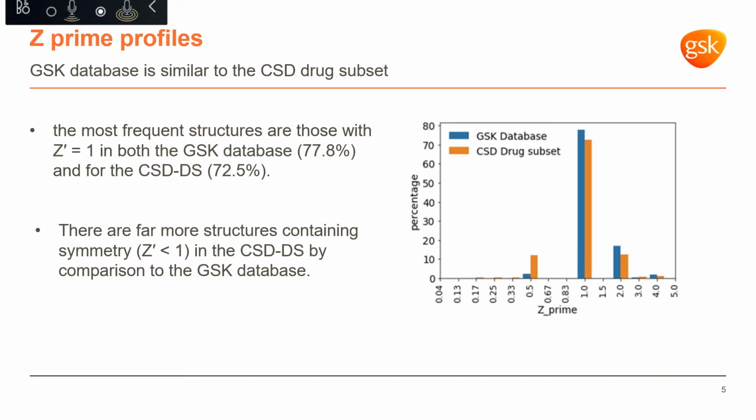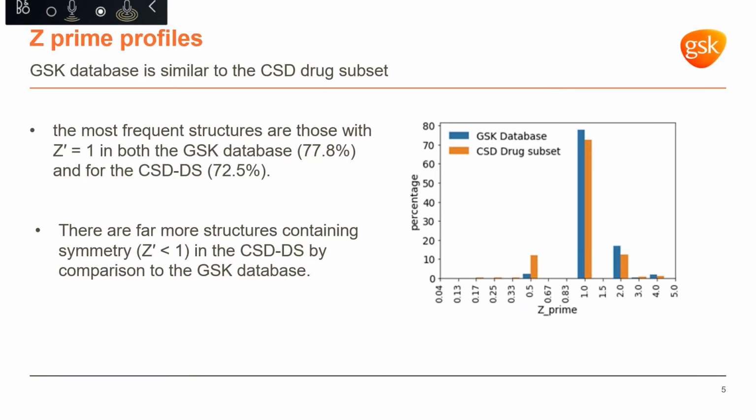Also, if we look at Z prime equal to 2, the GSK database has around 17% of the database at this Z prime, and it's slightly higher than the CSD drug subset, which is around 12.5%. Both of these findings fit with the larger number of space groups that support chiral packing in GSK, since inversion symmetry in these is impossible, as chiral molecules tend to mimic a centrosymmetric arrangement, and this requires two independent molecules. Otherwise, the broad Z prime profiles are similar for both databases.